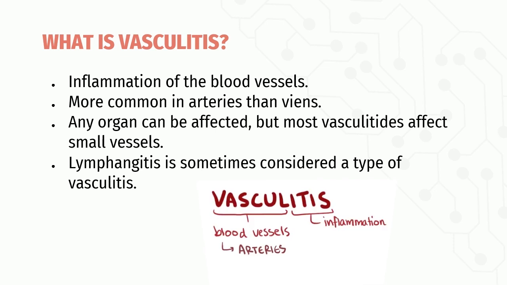Vessels of any type in virtually any organ can be affected, but most vasculitides, which is plural for vasculitis, affect small vessels ranging in size from arterioles to capillaries to venules. Lymphangitis, which means the inflammation of lymphatic vessels, is also sometimes considered a type of vasculitis.